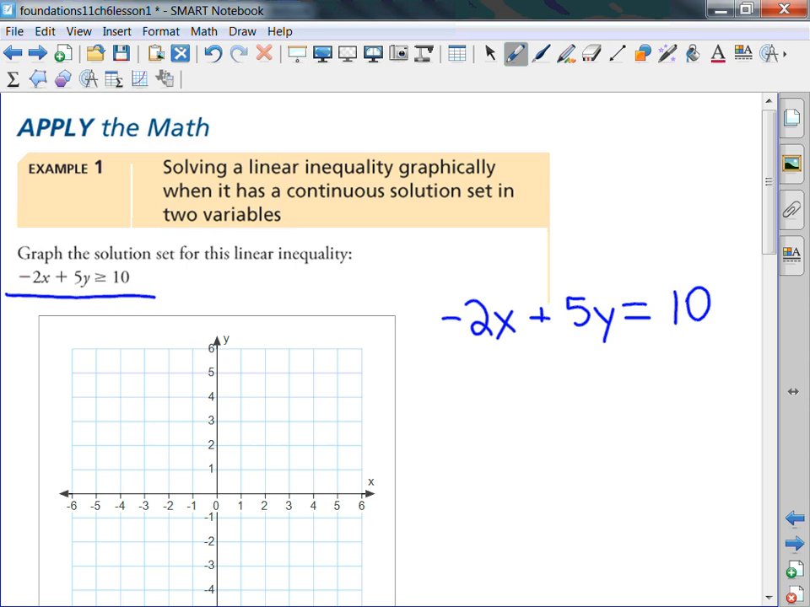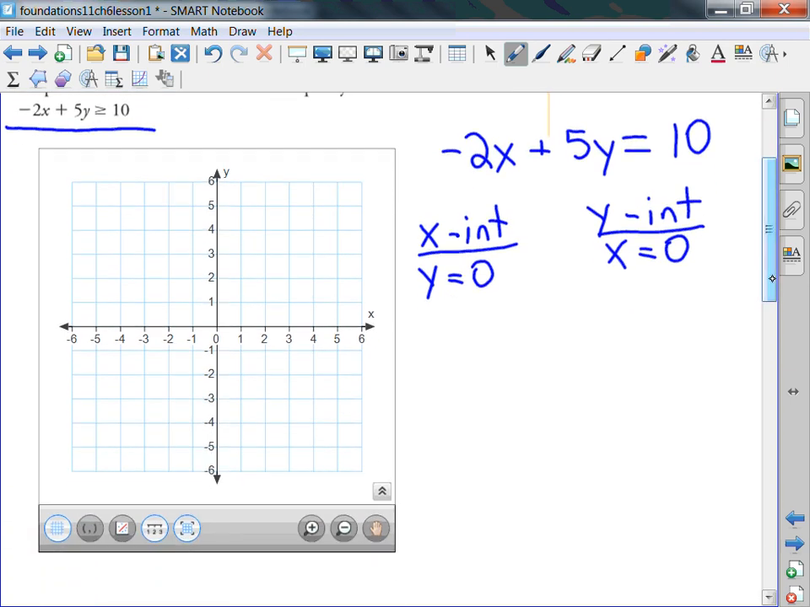Recall from last semester that in order to graph these, one of the things that we can do is find the x and the y-intercepts. To find the x-intercept, we go into the equation, substitute y equals 0 and solve for x. The y-intercept is found much the same way. To find the y-intercept, we go back into the equation and substitute x equals 0 to solve for y. So let's go ahead and do that now.